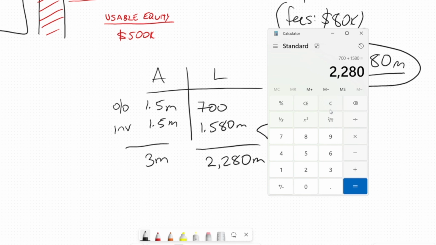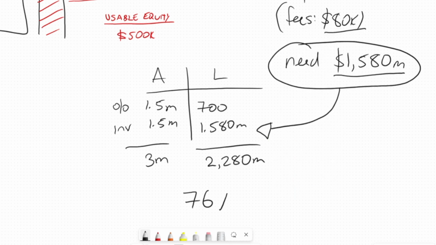As I go the loan, which is $2.28 million, divided by $3 million, I'm at 76%. So this amount of property is 76%, and that's under 80%. And that's how people right now are leveraging the usable equity in their property to buy further properties. This strategy is how people build out property portfolios from 1 to 10 properties.